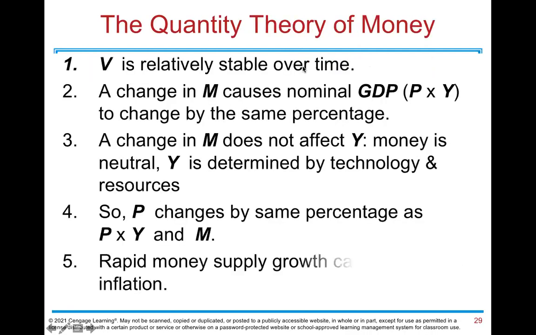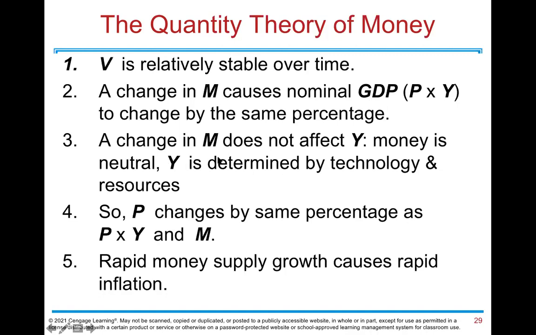So V is relatively stable over time, it doesn't really change. So now we can see that a direct change in M causes direct changes in our nominal GDP. And since V doesn't change, a change in M leads to a one-to-one change in nominal GDP. So if this goes up by 10%, GDP goes up by 10%, okay? But again, we don't know where it's coming from. Is it coming from P or is it coming from Y?